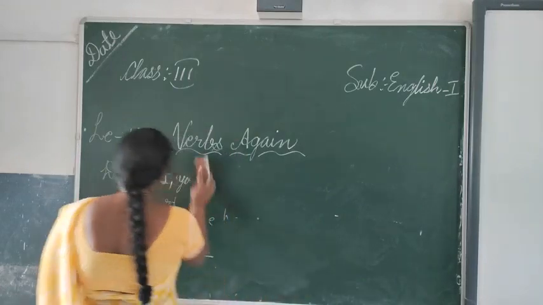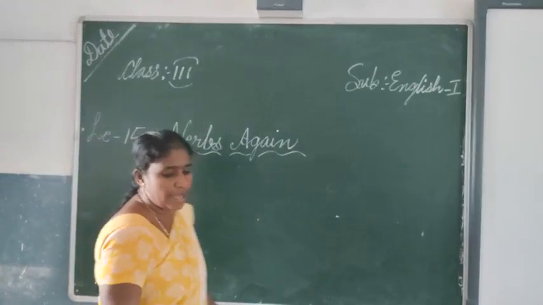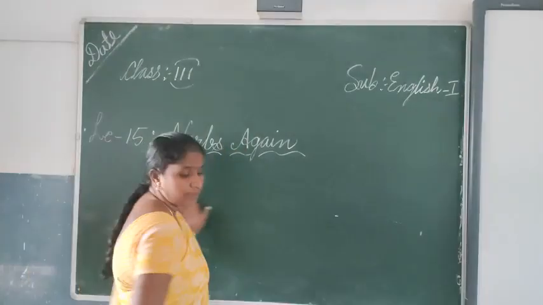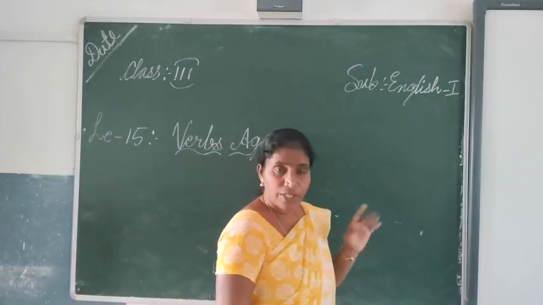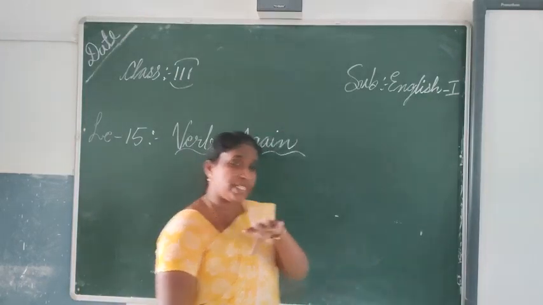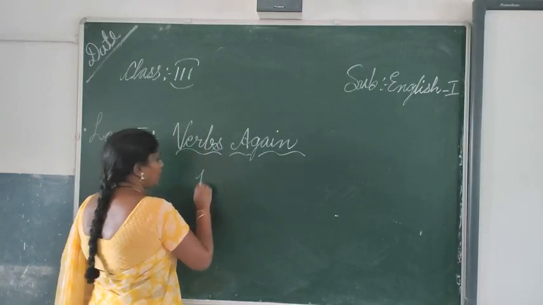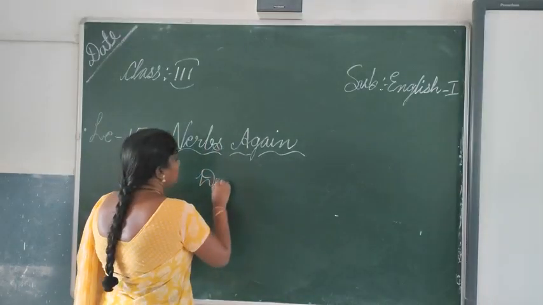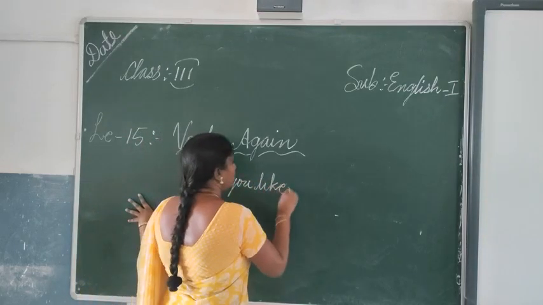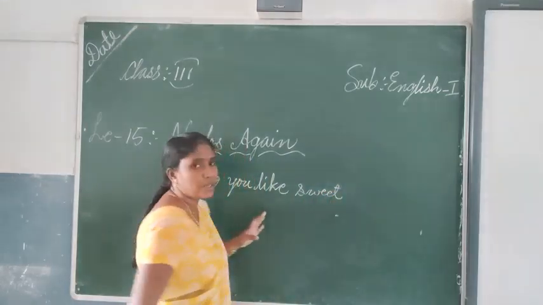So the first one, if you see, exercise number 5. In that exercise number 5, what are they telling? You have to use did. First one, you dash you like sweet curd. That is, dash you like. So normally it is asking. So we can use first and second person. Do you like? Do you like sweet curd or whatever?